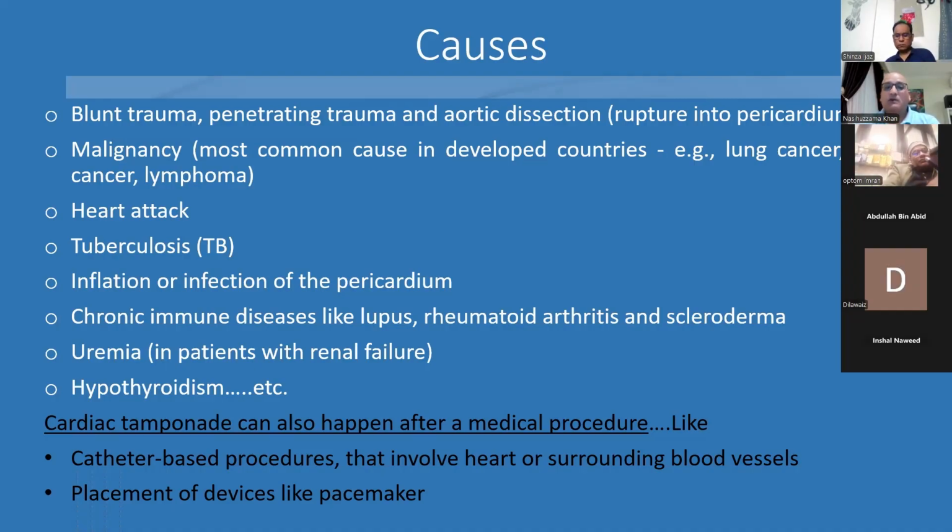Cardiac tamponade can also happen after a medical procedure like a catheter-based procedure. In case an artery is perforated, there is a leakage from the coronary artery that is filling the pericardial sac. That involves the heart and or surrounding blood vessels. Placement of devices like pacemaker and other CVT devices.